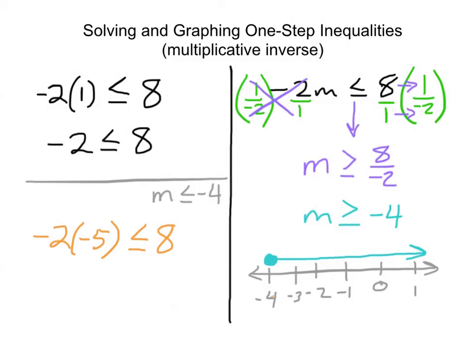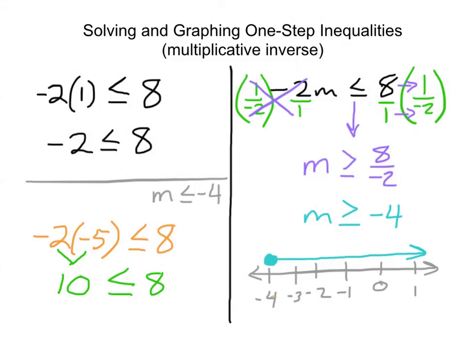Now hopefully you see this already, but if not, let's finish this off. If I solve the rest of this inequality, I'm going to multiply -2 times -5 and get a value of +10, because a negative times a negative is a positive. Which means my inequality would read that 10 is less than or equal to 8, which of course is ridiculous because 10 is not less than or equal to 8.